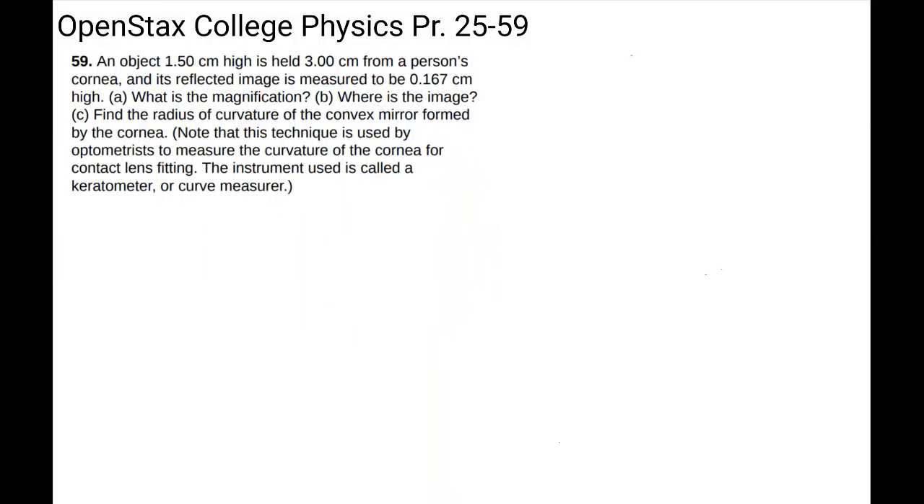Here is a mirror problem from OpenStax College Physics in chapter 25. An object that is 1.5 centimeters high is held 3 centimeters from a person's cornea, and its reflected image is measured to be 0.167 centimeters high. What is the magnification? Where is the image? Find the radius of curvature of the convex mirror formed by the cornea.